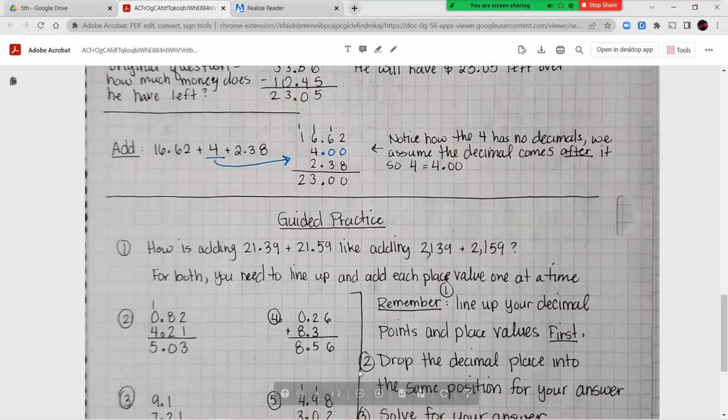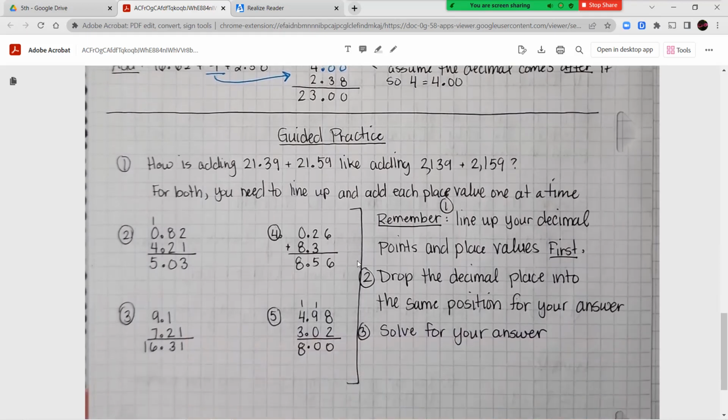All right, next let's take a look at our guided practice for this lesson. It says, how is adding 21 and 39/100ths plus 21 and 59/100ths like adding 2,139 and 2,159? Now the similarity is that both of these we need to line up and add each place value one at a time. So you start from the smallest place value and you add across.